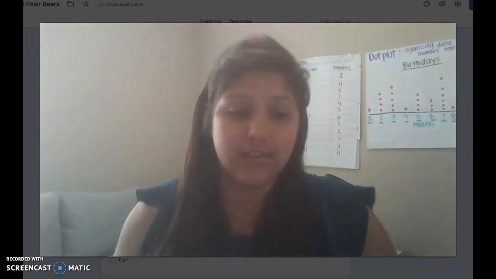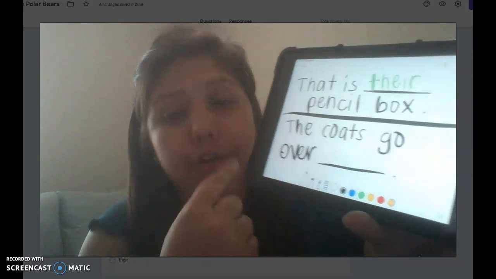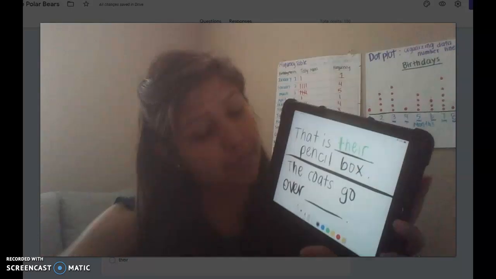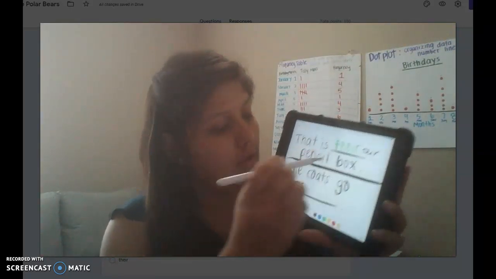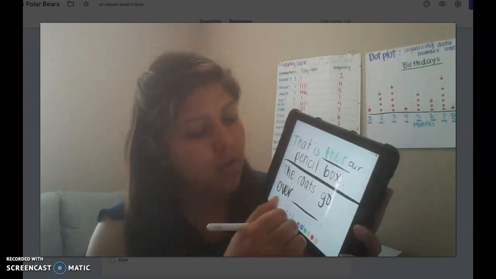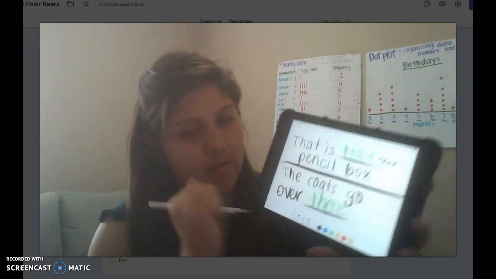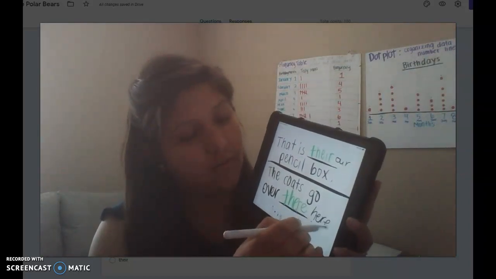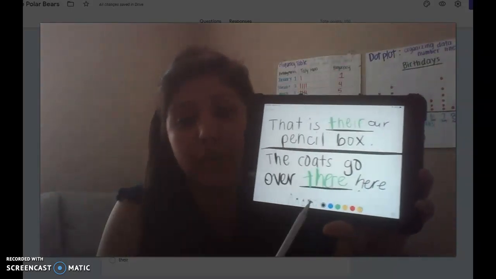Okay, let's look at a different sentence. Now let's look at this one. The coats go over there. Now which there are we looking for? Are we doing this there? The proof for this there was our. The coats go over our. Does that make sense? No. The right there for this one would be this there, because the proof for that is here. The coats go over here. Does that make sense? Yes, this is the correct there.